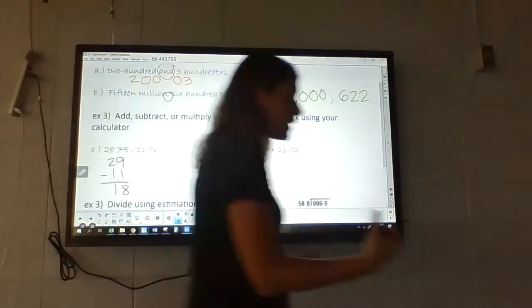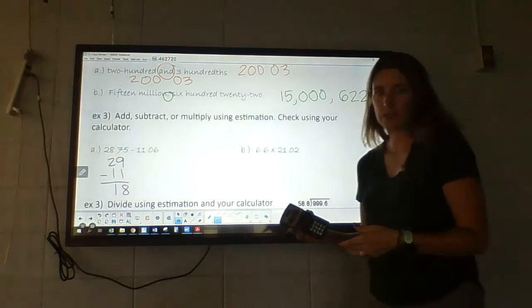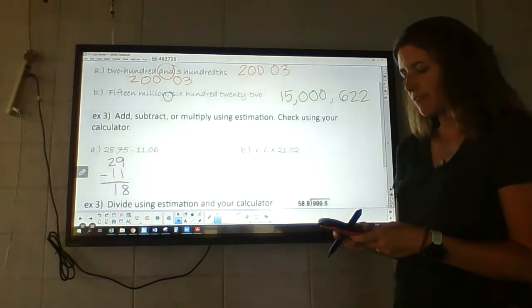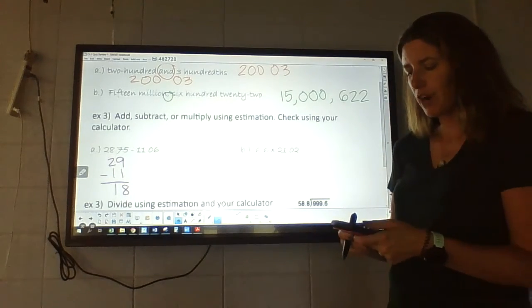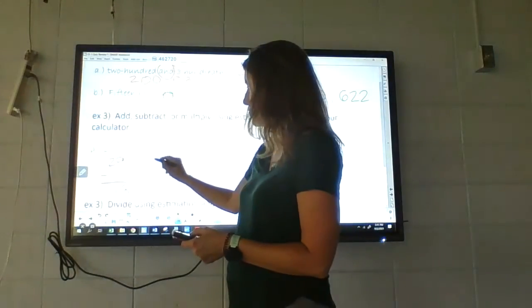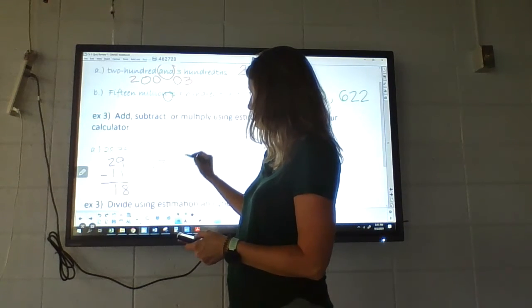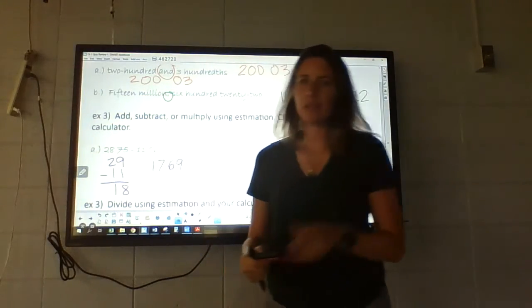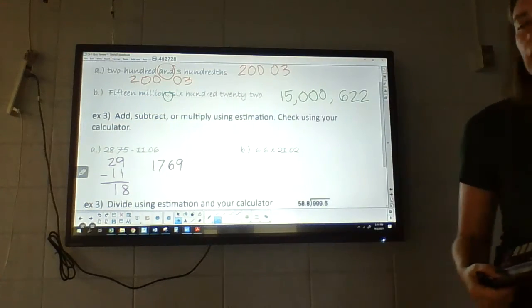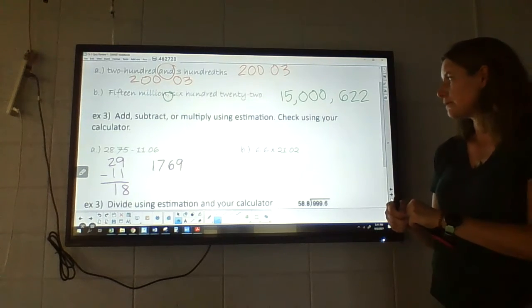But that's my estimated answer, and then I actually want to do this using a calculator. So again, making sure you guys have a calculator to use on test day. Don't assume I have enough for everyone. When I subtract these two, I get 17.69. And so I'm pretty close. I'm within about 30 cents of being correct. So the estimation in this case was good.